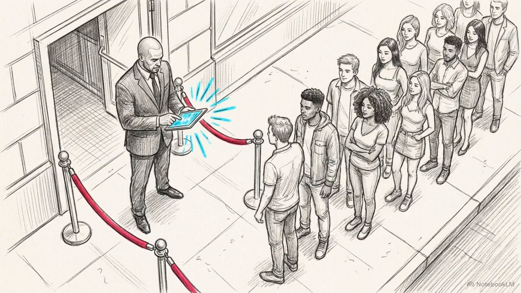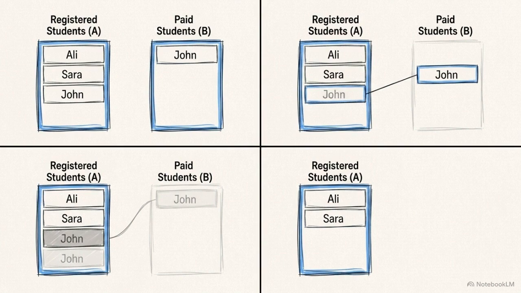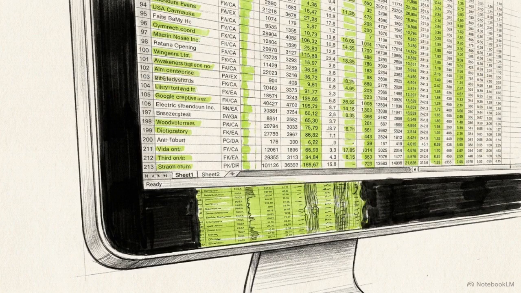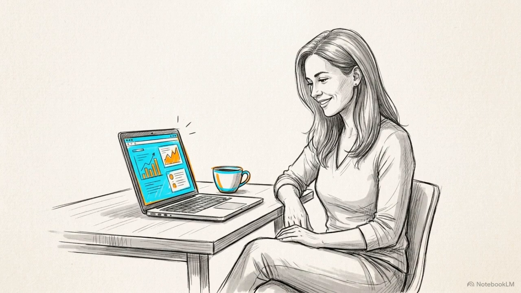Finally, imagine you need to find out which students registered for the party but haven't paid their entry fee yet. You use Except. You take your list of registered students and tell the database to remove anyone who also appears on the paid list. Because the database can compare thousands of rows in a heartbeat, these operations make it easy to isolate specific groups of people without ever having to manually scroll through a spreadsheet.